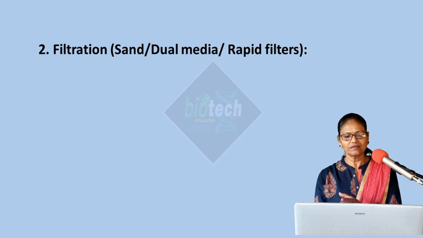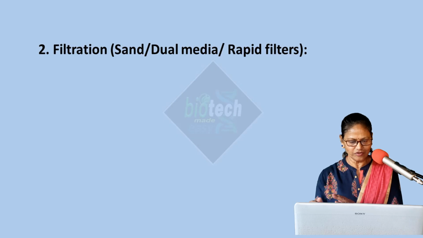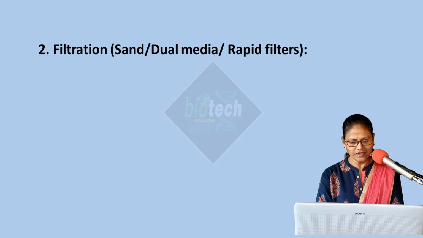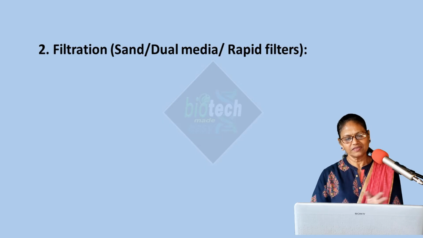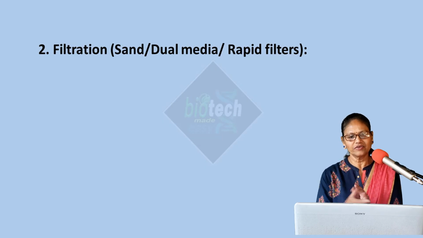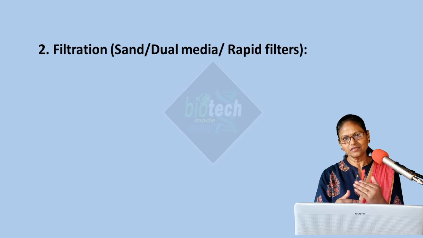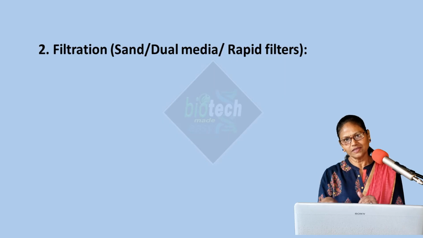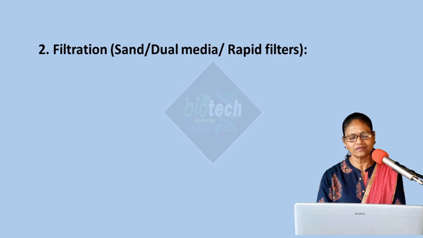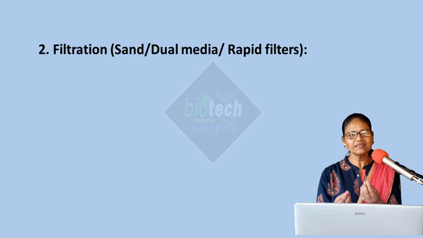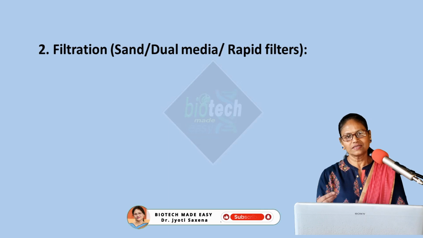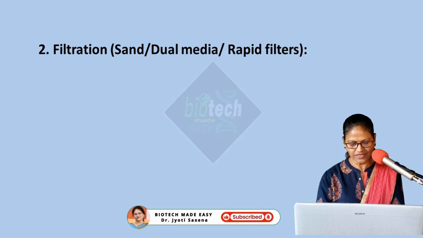Sand, dual media, or rapid filters, any of these filters can be used, or all of them can be used one by one. When you use a single sand filter, it is a single layered filter. Dual media means 2 layers are there, a top layer and then a bottom layer of sand. And rapid filters have very fine sand particles. So, this is better, the best one actually.